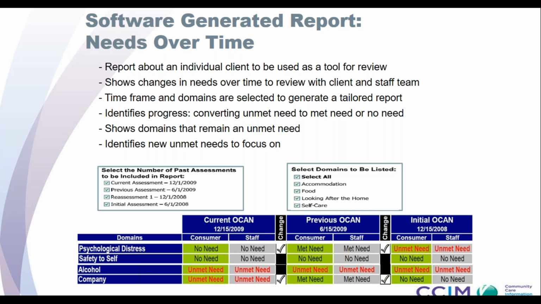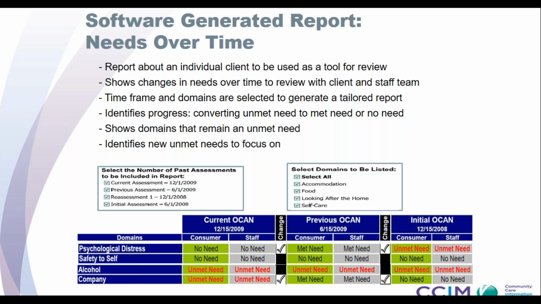And you can customize the report. So on the left-hand side of the box, sort of in the middle, you can actually pick which OCANs that were completed with that consumer you want to look at. And then on the right-hand, that small box, it allows you to select all or just some of those 24 domains. If you look at the report, I'll just give you an example.